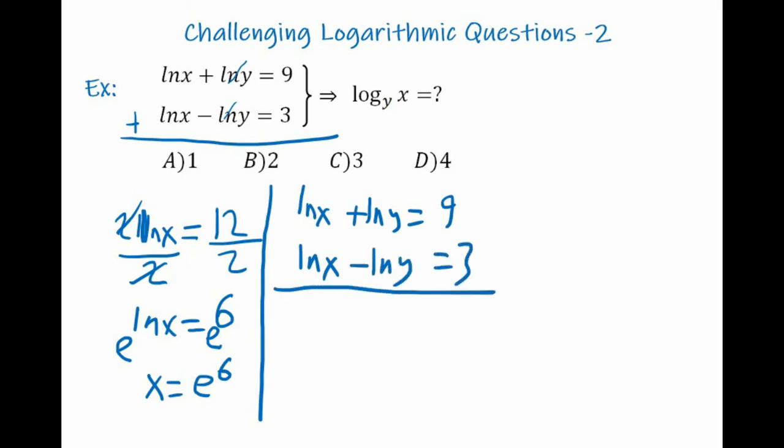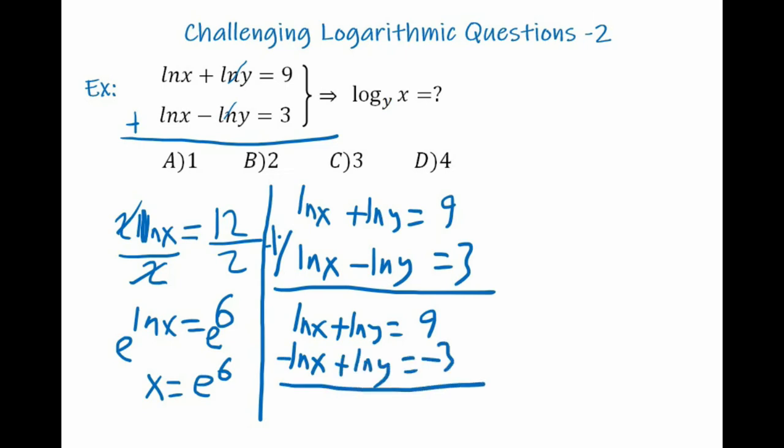So what I'm going to do is, I have two first order equations with two unknowns, and I'm going to eliminate ln x right now. How? Multiply the second equation by -1. I'm going to write the first equation as it is, ln x plus ln y is 9. And now the second equation becomes negative ln x plus ln y is -3, guys. Now if you add them up side by side, the ln x terms are gone.